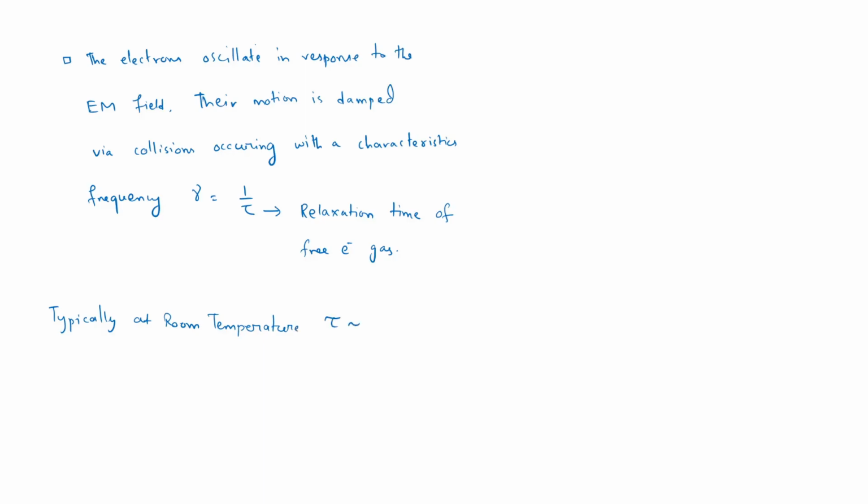Tau is of the order of 10 to the power minus 14 seconds, which gives gamma of the order of 10 to the power 14 hertz, which is nothing but, so you can write as 100 into 10 to the power 12 hertz, and 10 to the power 12 is terahertz. So up to 100 terahertz frequency these electrons can oscillate.